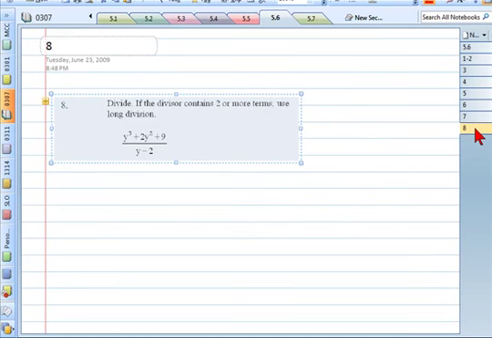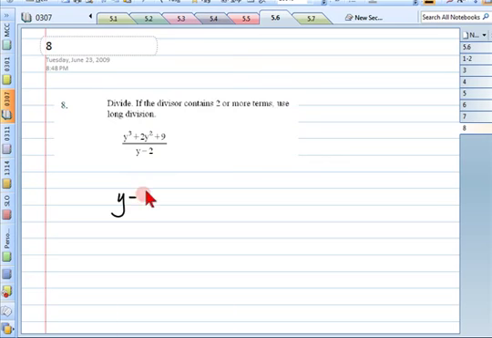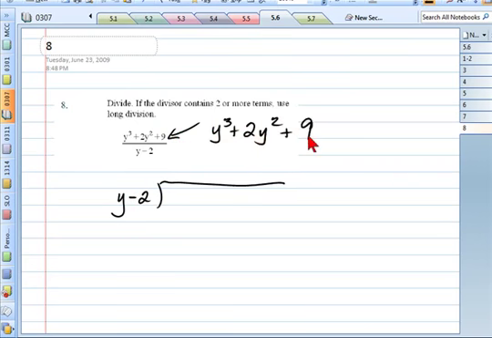Last problem. I am not going to do this whole problem. All I want to do is make sure that we can set it up okay. If we set this up, and we have y minus 2, and we're dividing into this numerator, in case you can't read it okay, looks like this. Is there a missing term? Yes. So I need y to the third plus 2y squared. I need a plain old y, so I will have plus 0y plus 9. And then you would go on and do the division. Any missing term needs to go in there as a 0.